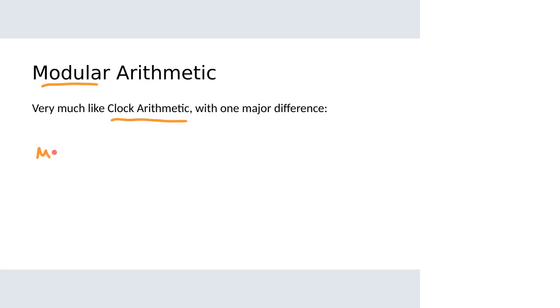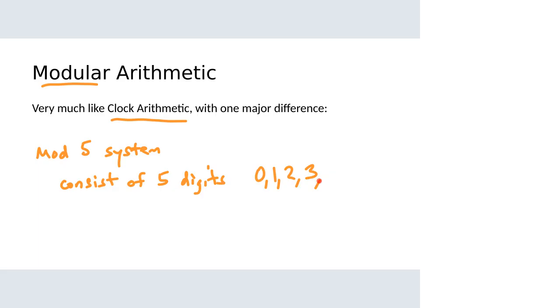What I mean by that is, if we're in a mod 5 system, it's going to consist of 5 numbers. And those digits are going to be 0, 1, 2, 3, and 4. Notice, if we're in a mod 5 system, the largest digit is 4. We don't have 5 in the mod 5 system. The largest digit we have is 4. We have 0, 1, 2, 3, 4. There's 5 digits. The largest is 4.